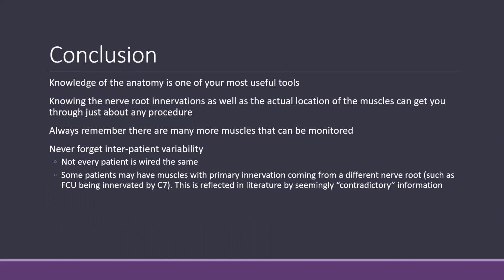So in conclusion, remember that knowledge of our anatomy is one of your most important tools. Knowing the nerve root innervations as well as the actual location of the muscles can get you through just about any procedure. Always remember that there are many more muscles that can be monitored. Never forget inter-patient variability. Not every patient is wired the same. Some patients may have muscles that have a primary innervation coming from a different nerve root, such as the FCU being innervated by C7 instead of just C8 and T1. This is reflected in literature by seemingly contradictory information sometimes.